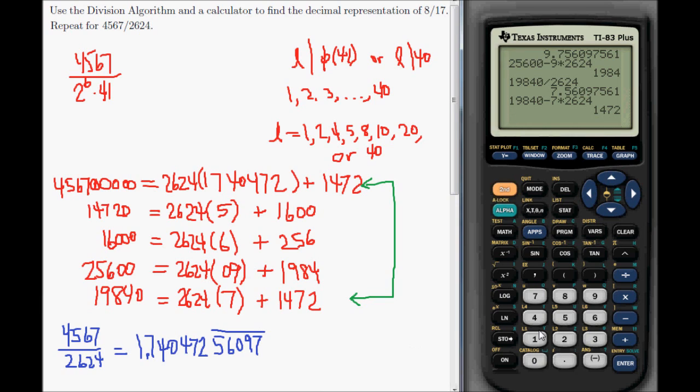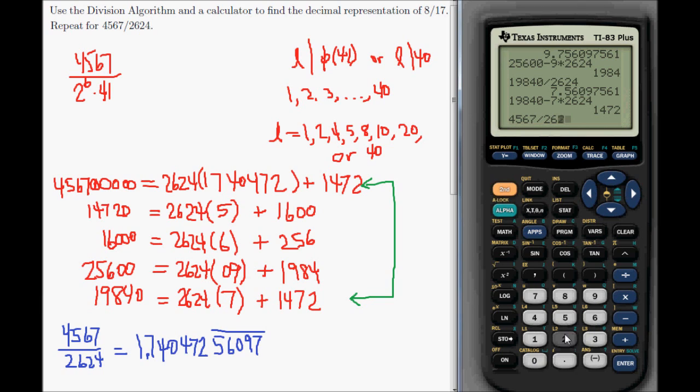And let's check to see if that actually looks right. 4,567 divided by 2,624 gives 1.740472. So that's the terminating part, after that delay, after 1, 2, 3, 4, 5, 6 places. And then the repeating starts here on 5, 5, 6, and then the calculator doesn't show the extra digits, but the repeating part goes 56097 bar. And so that is the answer.